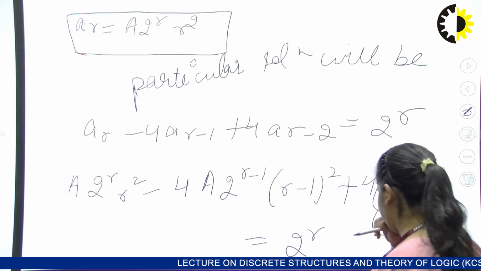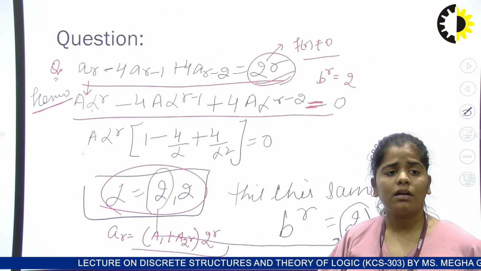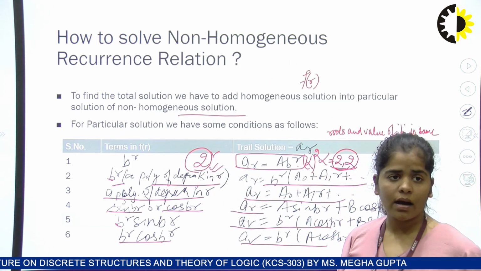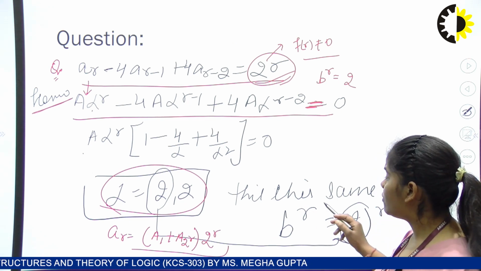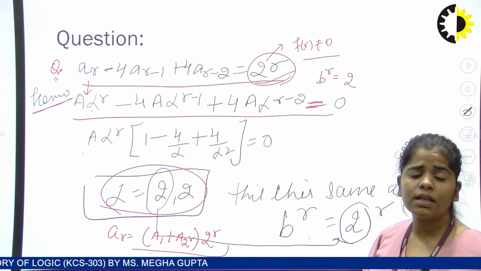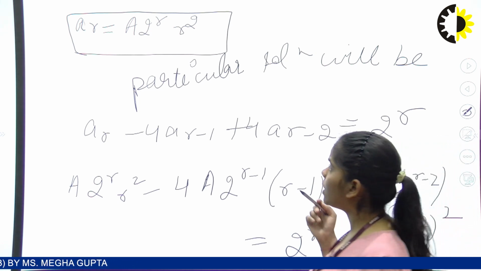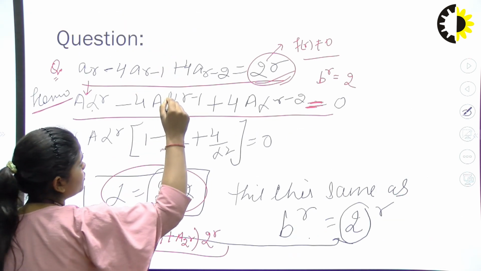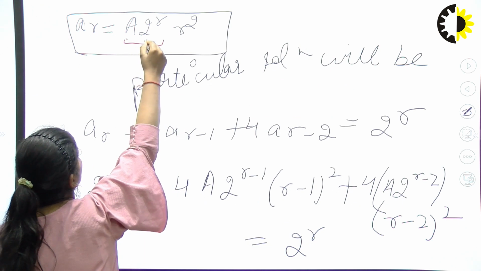So basically, for the particular solution, the value will be in the form of b to the power r, right? 2 to the power r in the question. And I said that if we have alpha matched with this b value, then we use the multiplicity with the value, right? That is, if this is the value which comes from the table, that is b to the power r, meaning 2 to the power r.